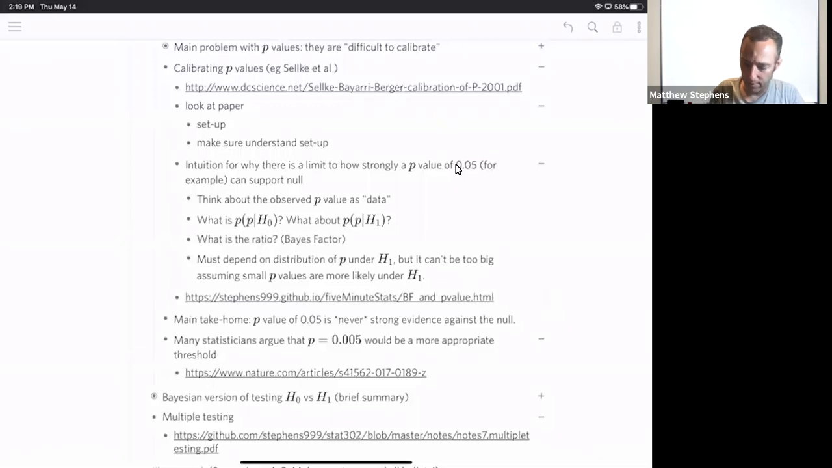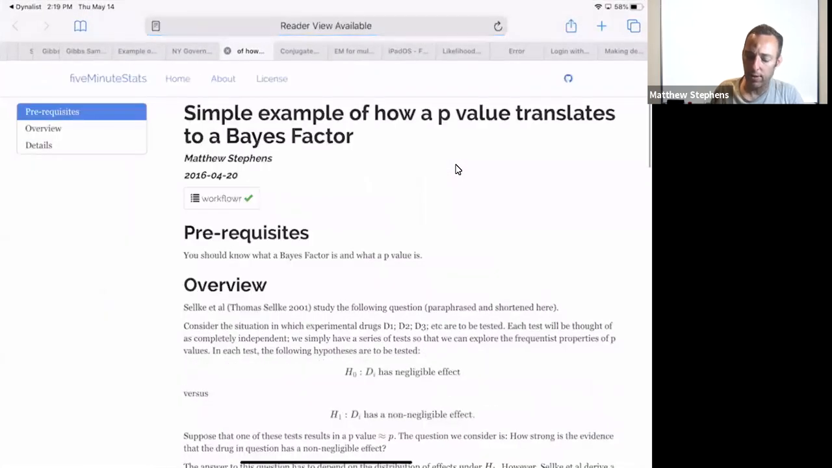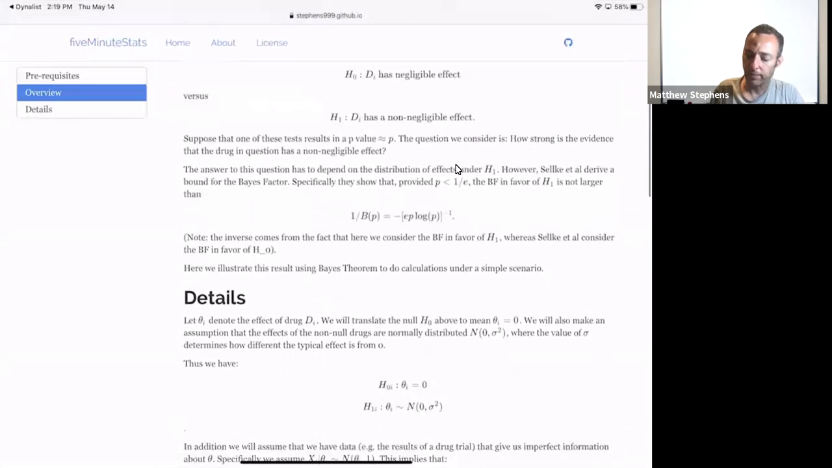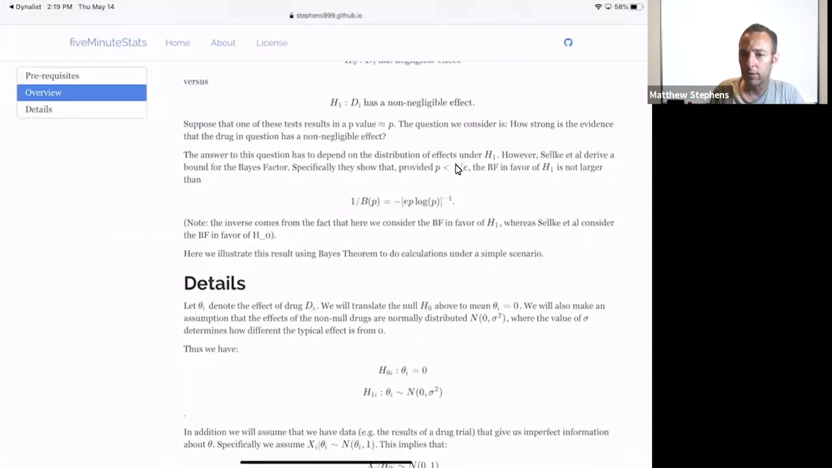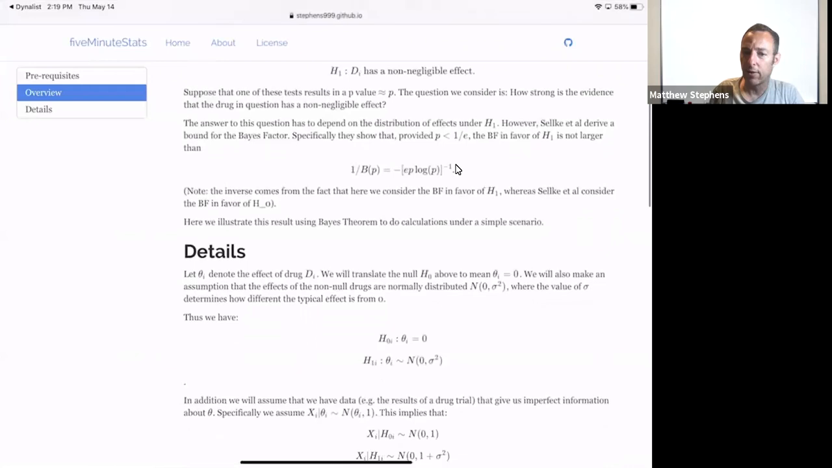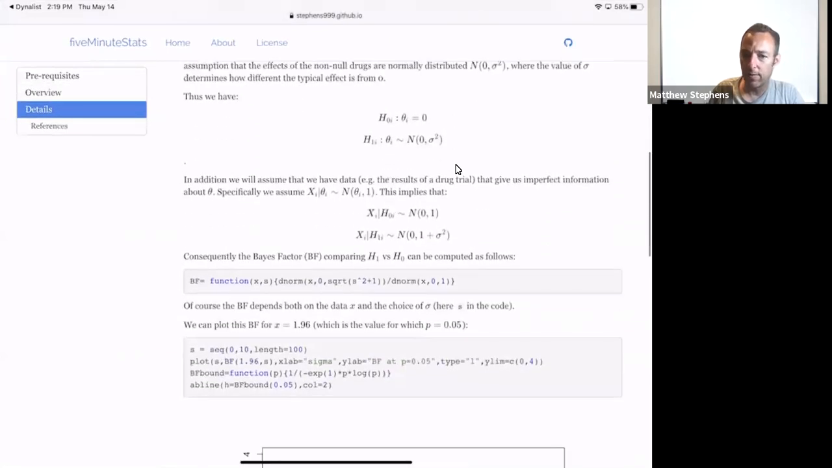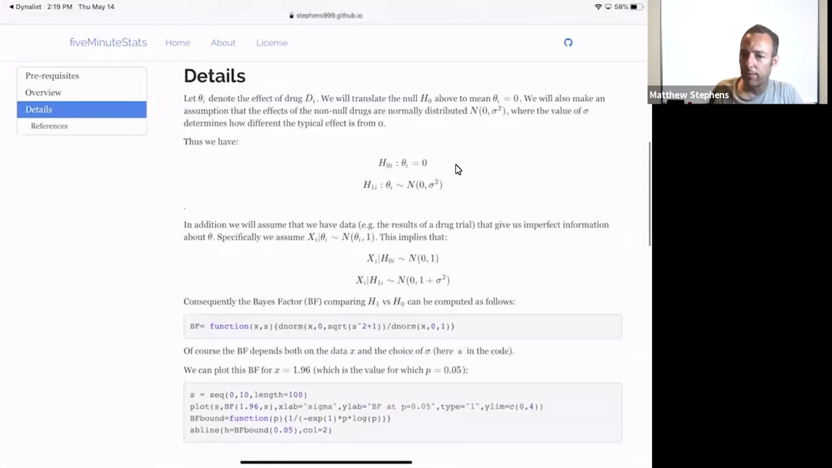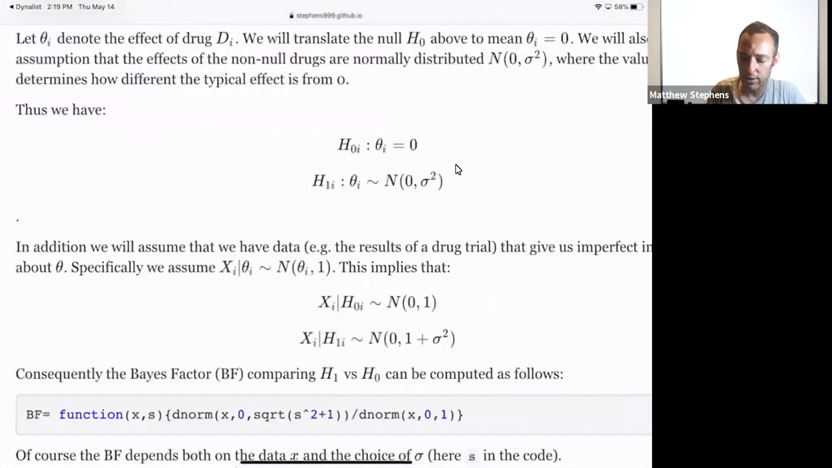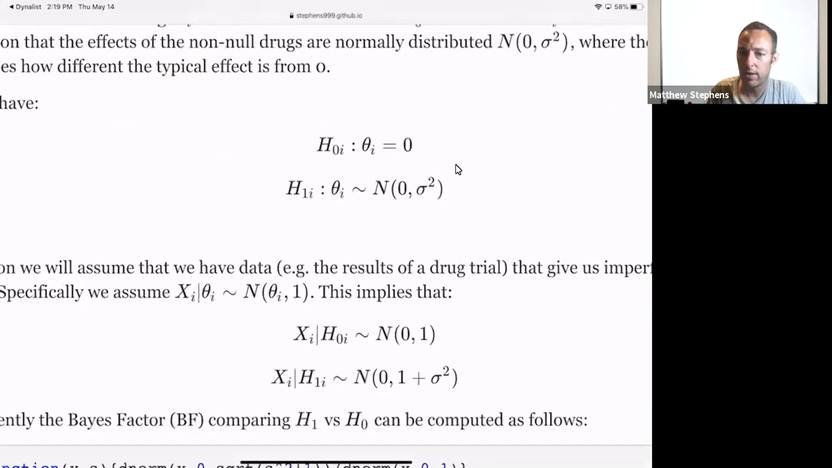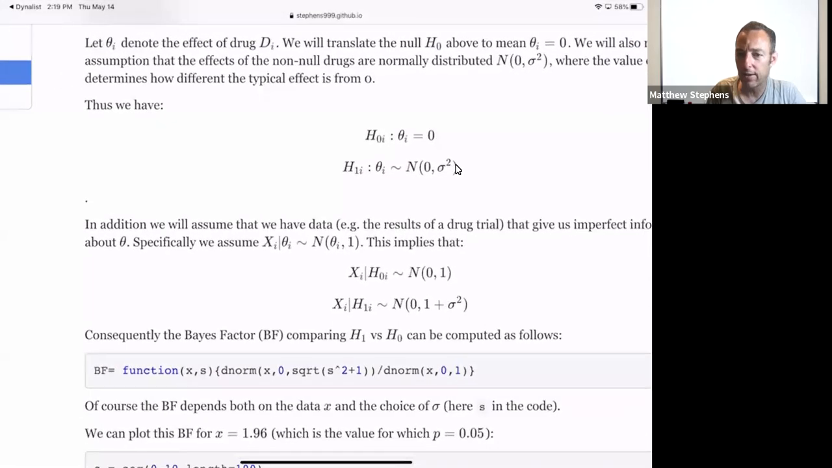If you want to see this actually computed explicitly, there is this vignette here. So just take a look at this. This is talking about the Selker et al. bound. And here, what I do is compute a Bayes factor under an explicit alternative, that the effect sizes are normally distributed with mean 0 and some variance. It's just here, that's H1. And then I just vary that variance just to illustrate the idea.